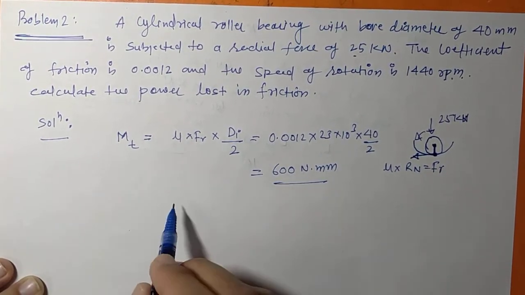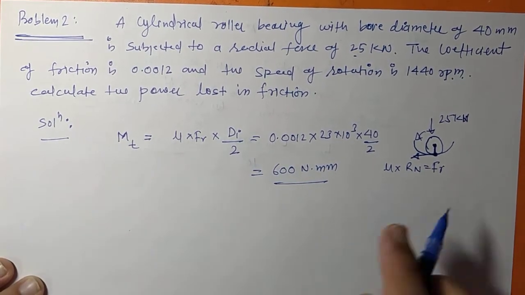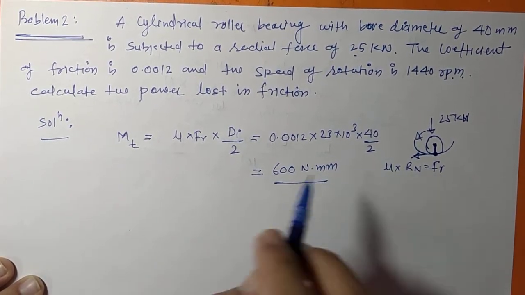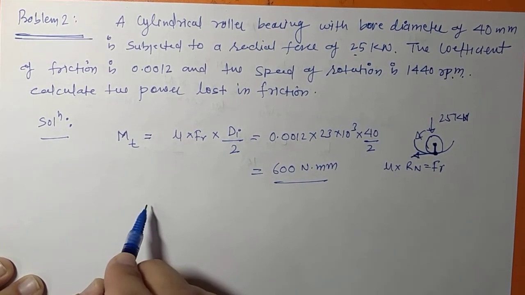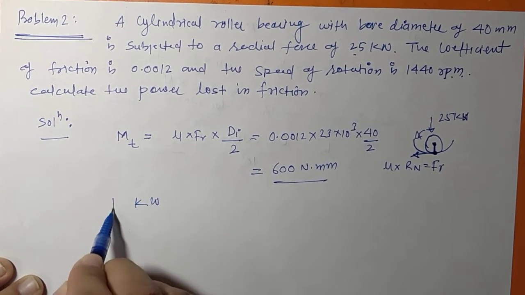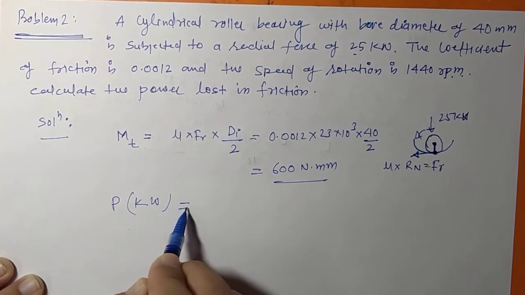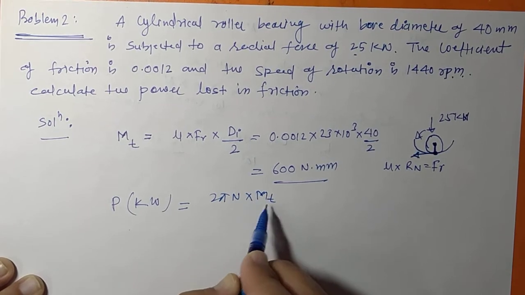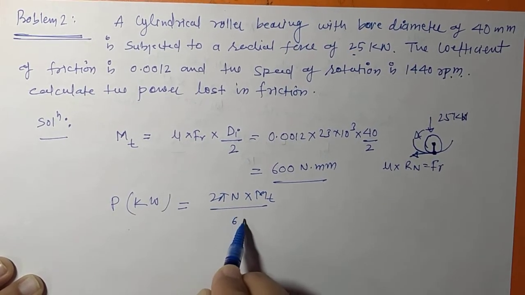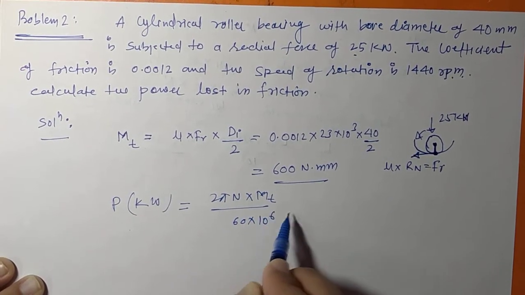So this torque can be converted into a power because of this frictional force, and that would be the power lost in friction. So power in kilowatt can be given by 2 pi n multiplied by Mt divided by 60 into 10 raised to power 6.